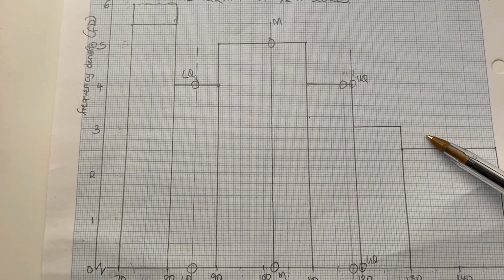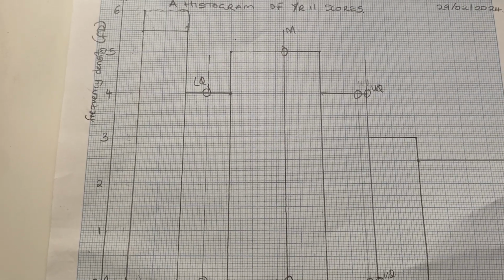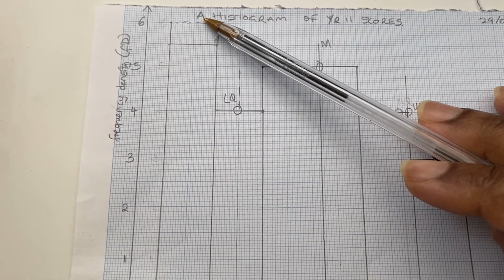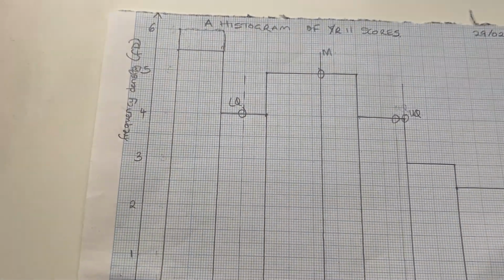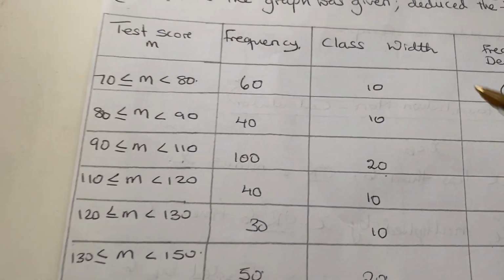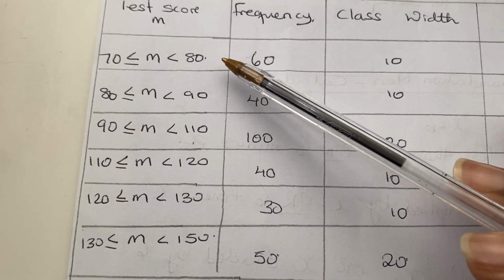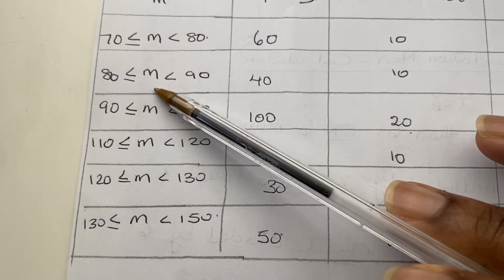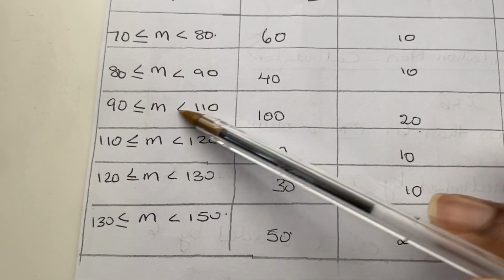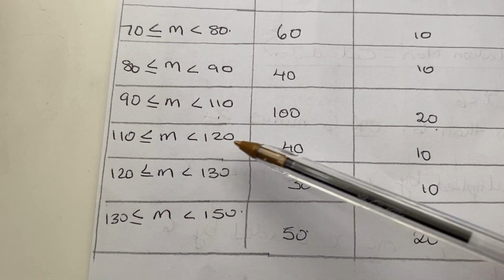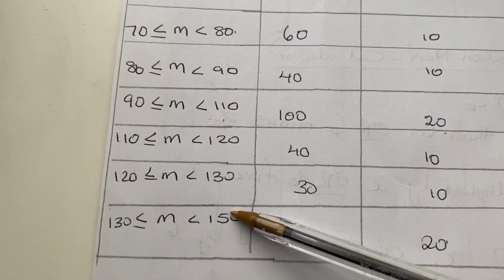I was given this graph and I used it to deduce the table. On the original graph, the frequency density for bar 1 is 6, which I have just extended. First of all, I drew my table here, and then from the graph I did the test scores. It's between 70 to 80, 80 to 90, 90 to 110, 110 to 120, 120 to 130, and 130 to 150.